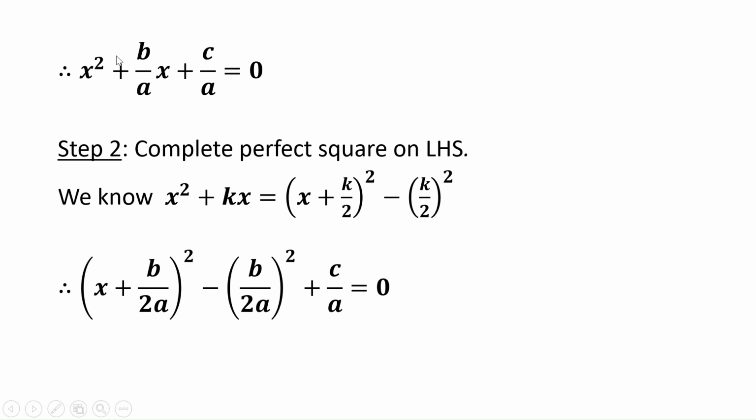Then we do the same here. The coefficient is b over a. We take half, so it becomes b over 2a. Then we complete the perfect square. Then we must subtract the square of that constant which we have here, and c over a, we have done nothing. So this part will complete the perfect square on the left.